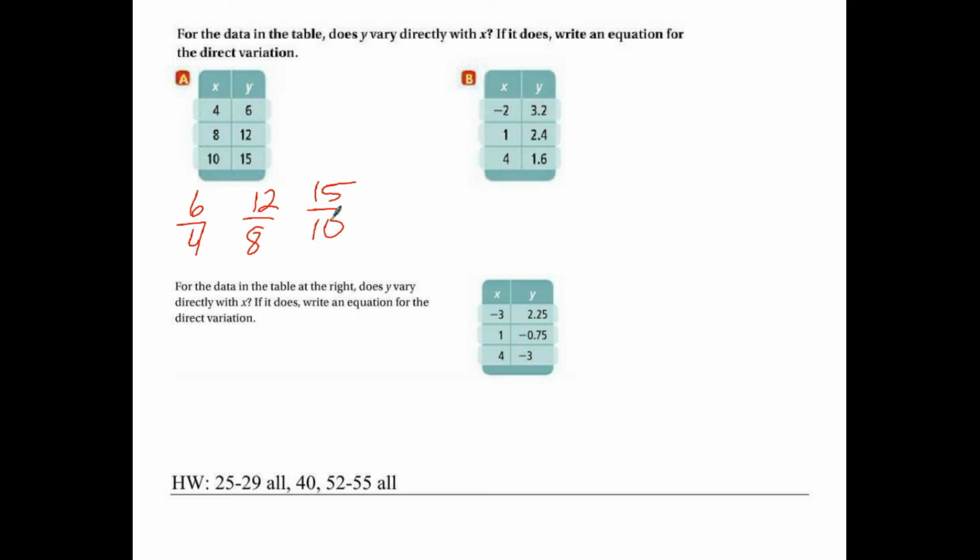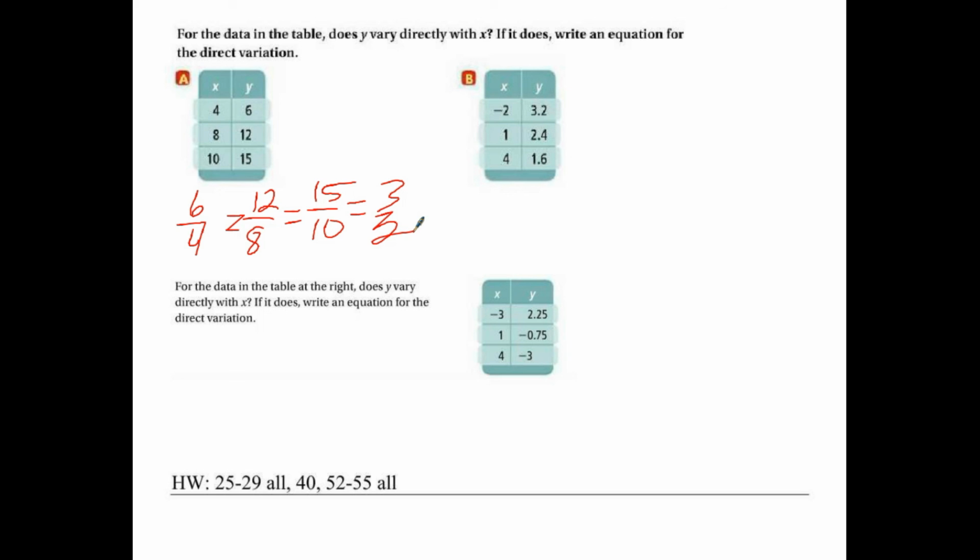Are all of those fractions the same? Do you see where I came up with those numbers? It's just y divided by x every time. Just reduce the fractions. What do you get every time? 3 halves. 6/4 reduces to 3 halves. So does 12/8, so does 15/10. These are all the same. They all reduce to 3 halves. Okay? That means this is direct variation.